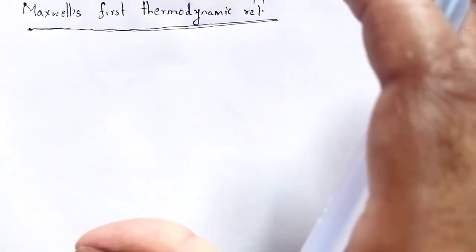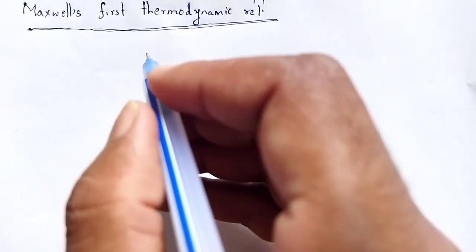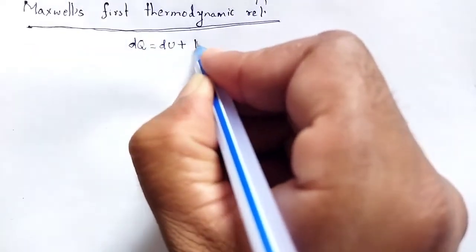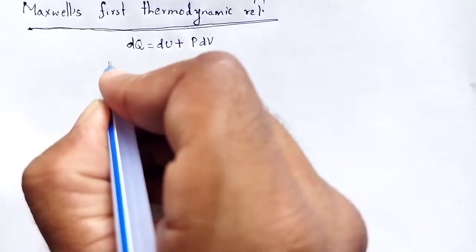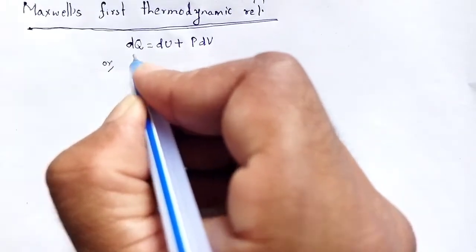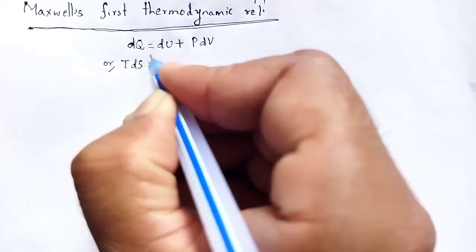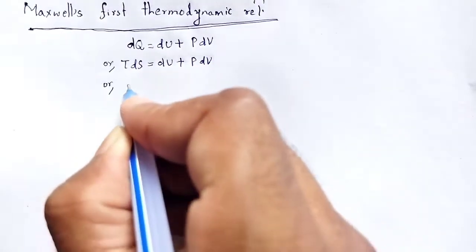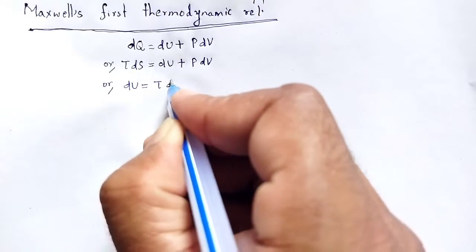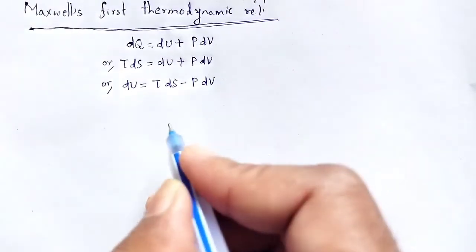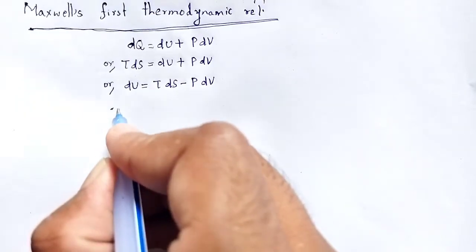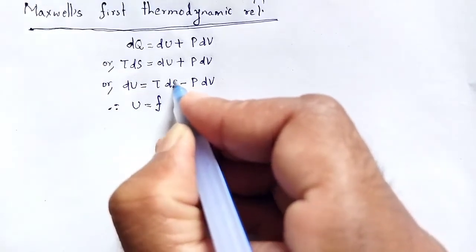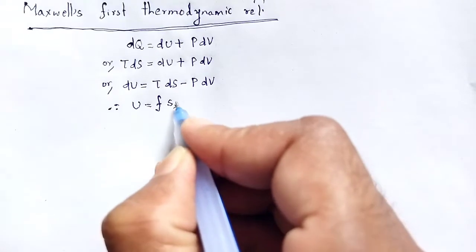So how did he derive the first thermodynamic relation? We know from the first law of thermodynamics that dQ is equal to dU plus PdV. Again we use the second law of thermodynamics, dQ is equal to TdS. Therefore, dU is equal to TdS minus PdV. That equation indicates that internal energy U is a function of entropy and volume.